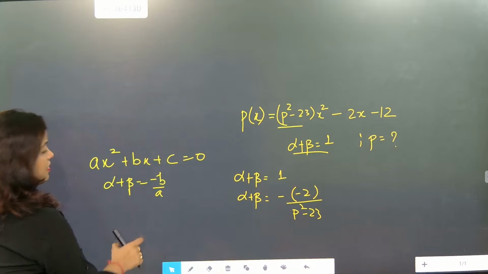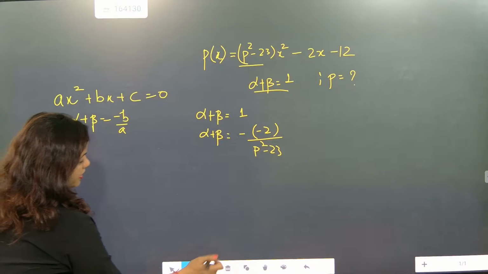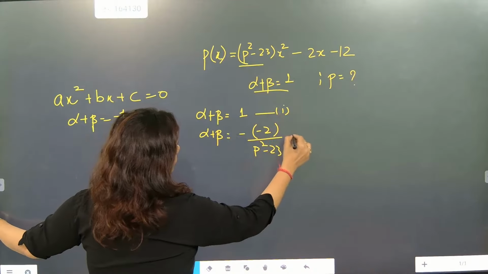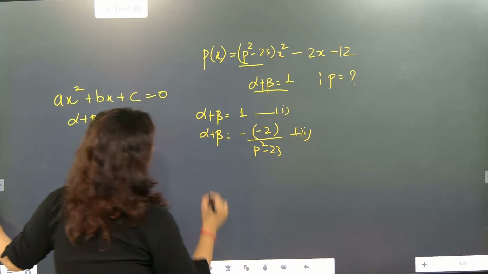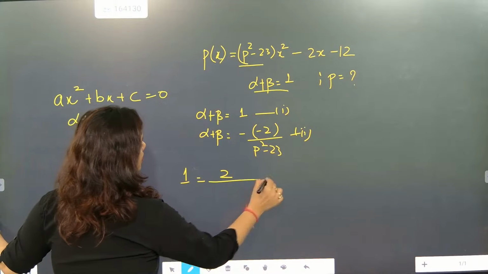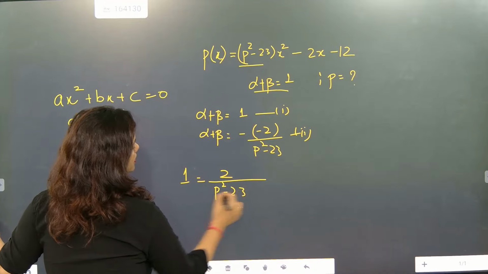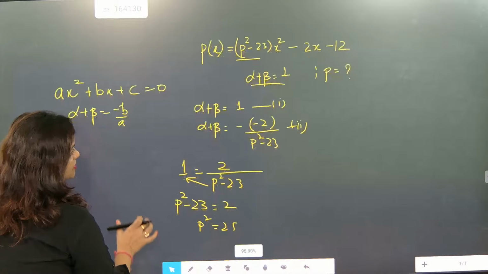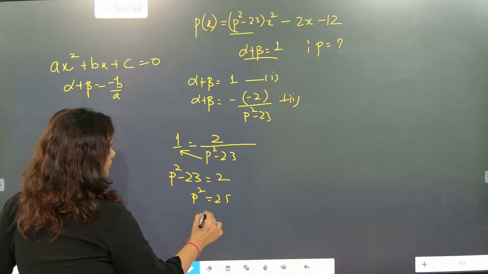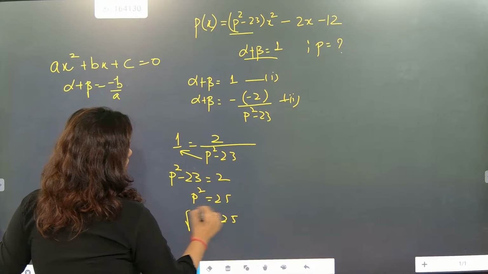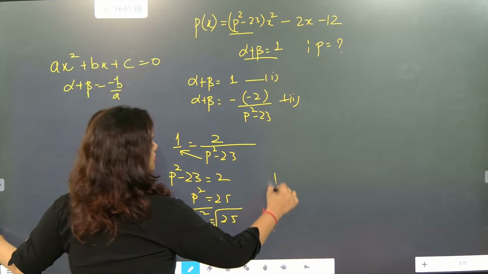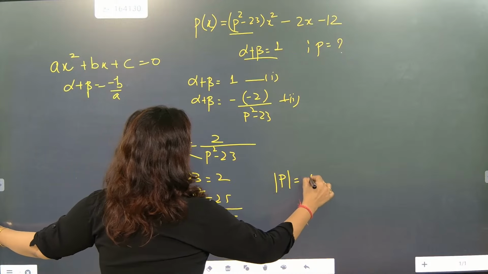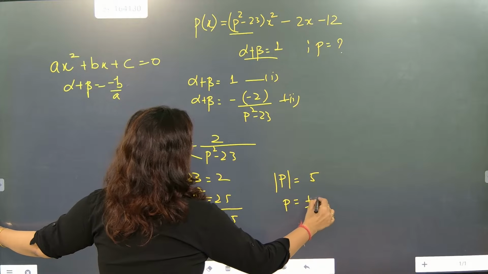Understood? Now equation 1 is given to you, and this one you have taken from the quadratic polynomial. So 1 is equal to 2 by p square minus 23. Multiplying, it will become p square minus 23 equal to 2. It is coming p square is equal to 25. Be very careful, otherwise your answer is wrong. Taking the square root, it is coming as magnitude of p is equal to 5. So p will be coming as plus minus 5.